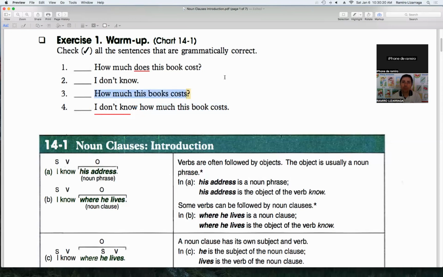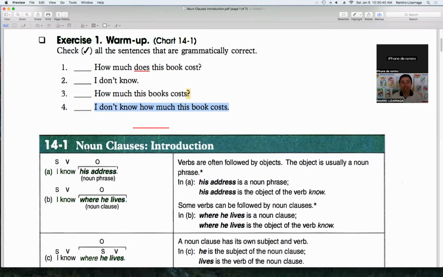To number 2. But now this is not a question. Look, this is not a question because I don't have a question mark. So if this is not a question, what is number 4? What kind of clause is number 4?